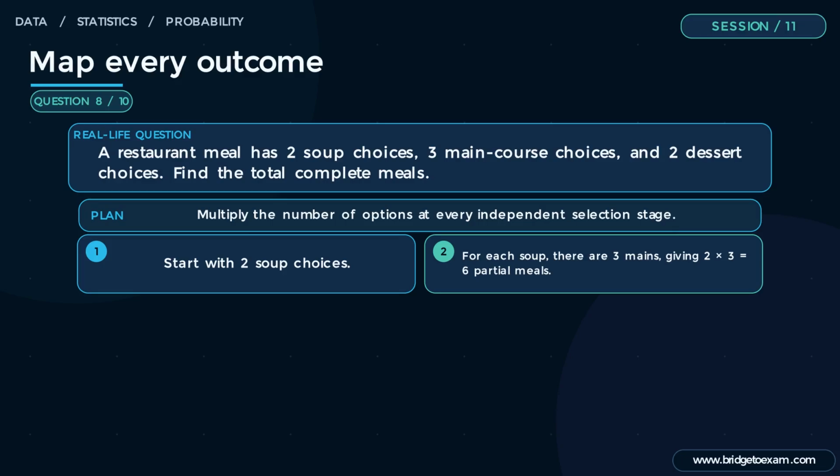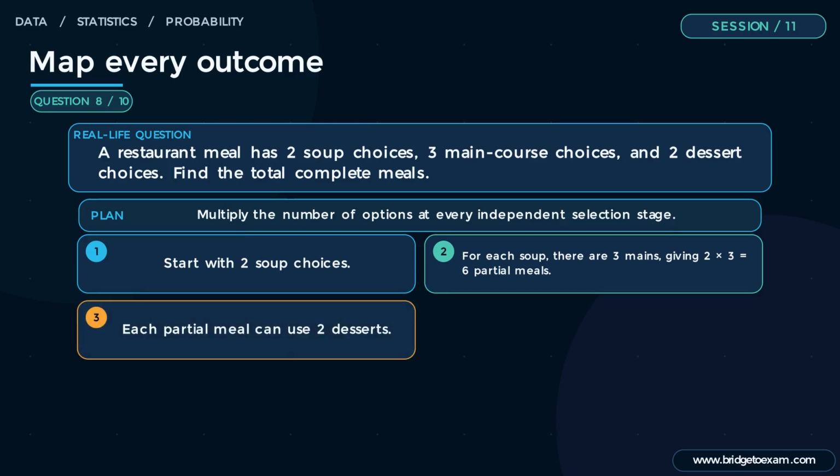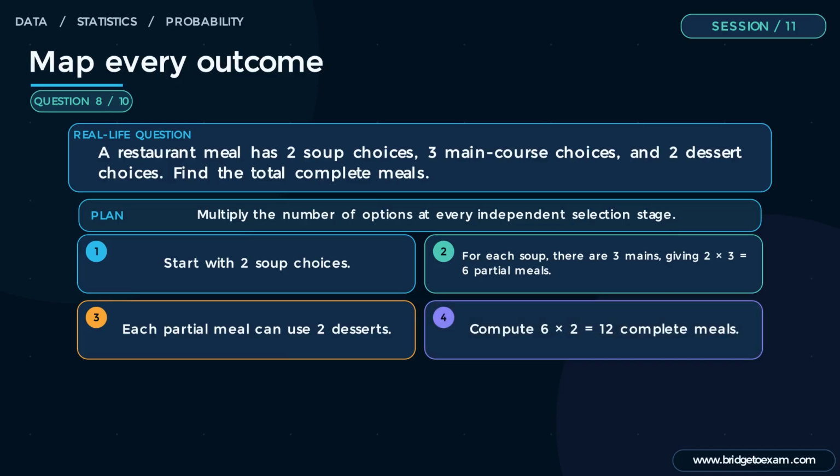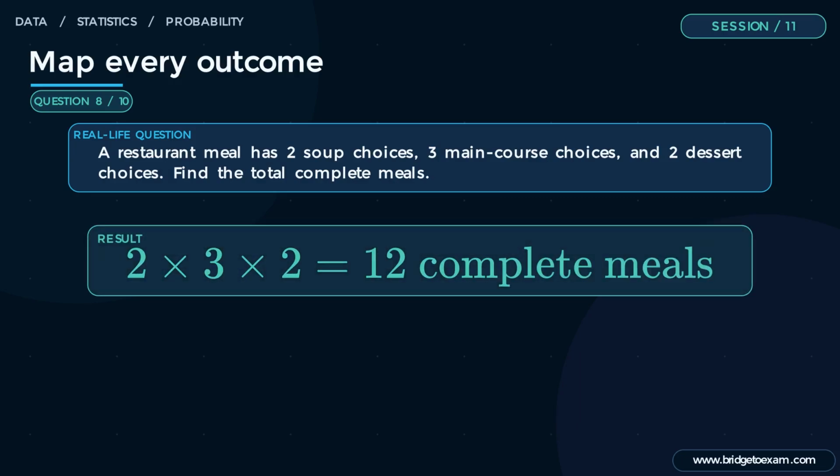Step 2. For each soup, there are 3 mains, giving 2 times 3 equals 6 partial meals. Step 3. Each partial meal can use 2 desserts. Step 4. Compute 6 times 2 equals 12 complete meals. Quick check. A 3-level tree would end in 12 branches. This matters in real life because menus and product configurators rely on staged counting.